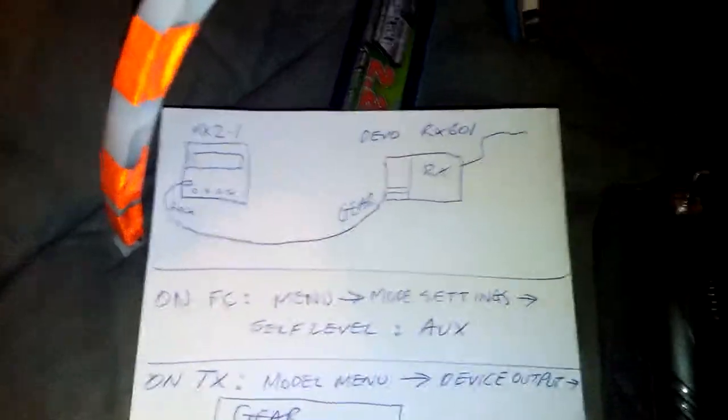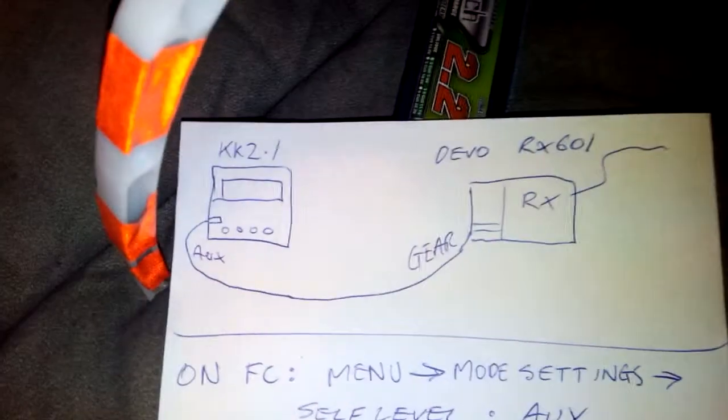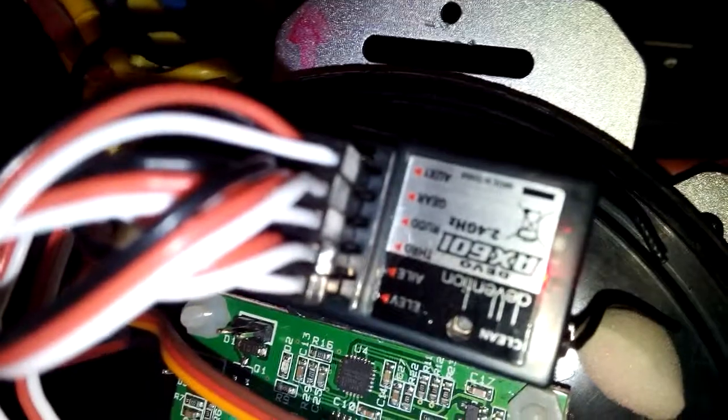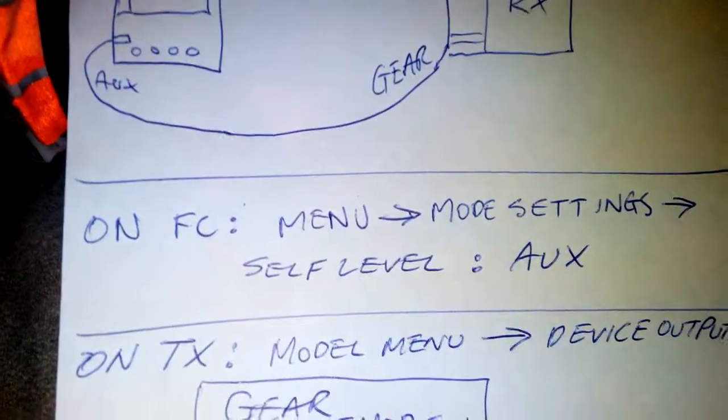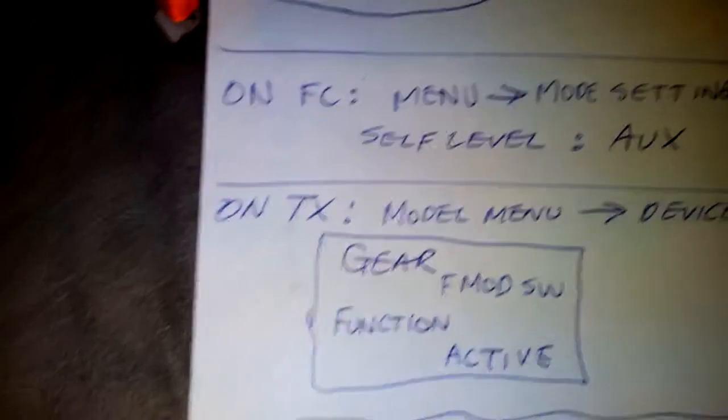Okay, we've figured out how to use the FMOD switch on the Devo 7E. It's taken me ages to figure it out, but here we go. On your KK2.1, plug it into the AUX channel at the bottom there, and plug it into your gear on your receiver. And then in your flight controller menu, go into mode settings, self level, and set it to AUX.